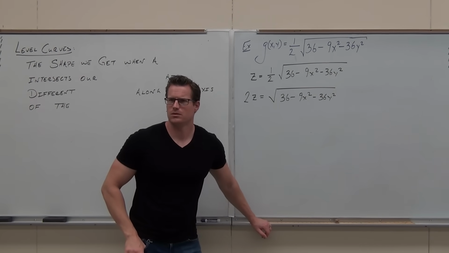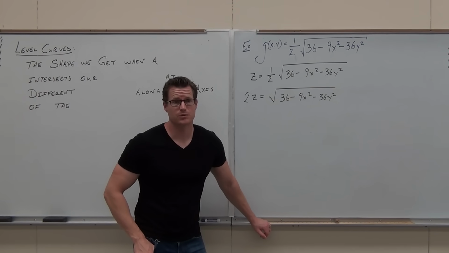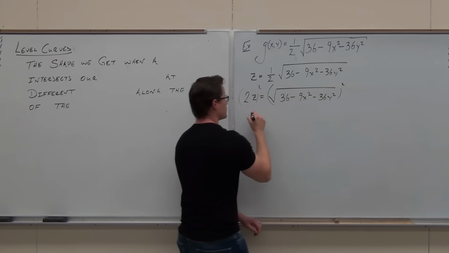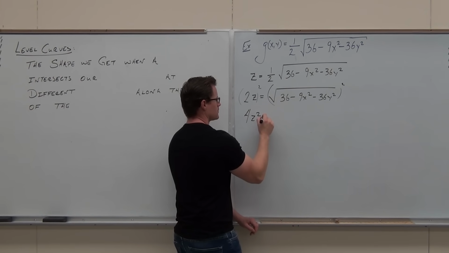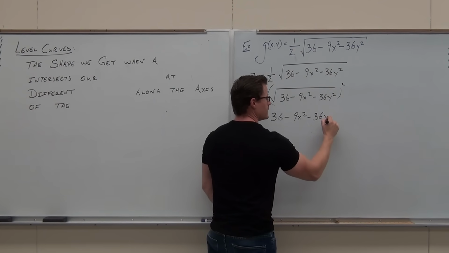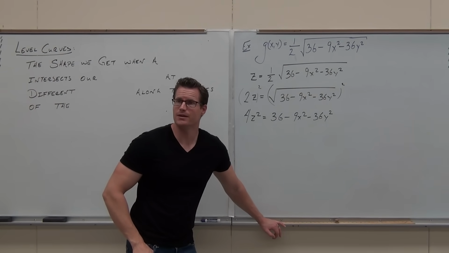Middle people, how about you? Now what would you do? Square both sides. Being careful that when you square both sides, you're literally squaring both sides. When you square both sides, it's including that 2. It's starting to look better.